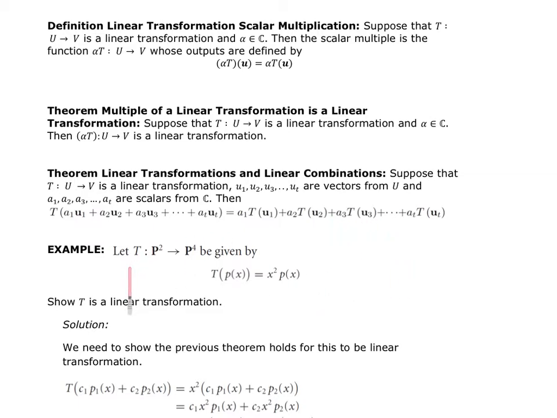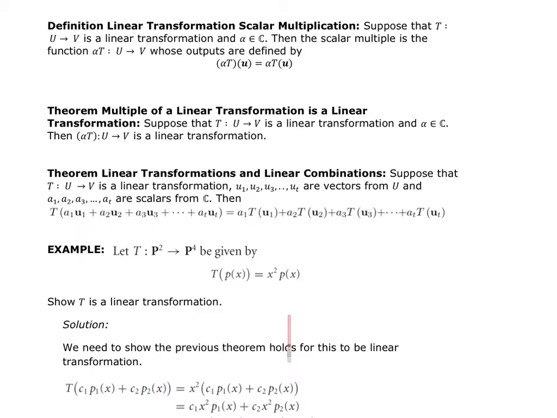Let's look at another example where I'm going from a polynomial of degree 2 or less into a polynomial of degree 4 or less, and the way I'm going to define that is my transformation takes my polynomial of degree 2 and multiplies it by x squared. I'm going to get a polynomial, obviously, that is going to be degree 4. I want to know if it's a linear transformation.